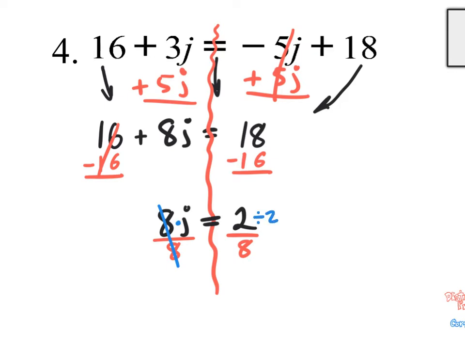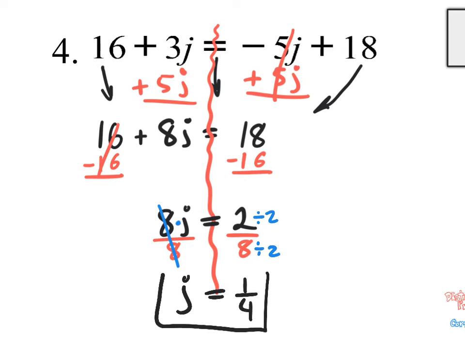So let's divide by 2, and you will have j equals 1 over 4. J equals 1/4. The answer is not 4, guys. The answer is 1/4. There's a big difference.